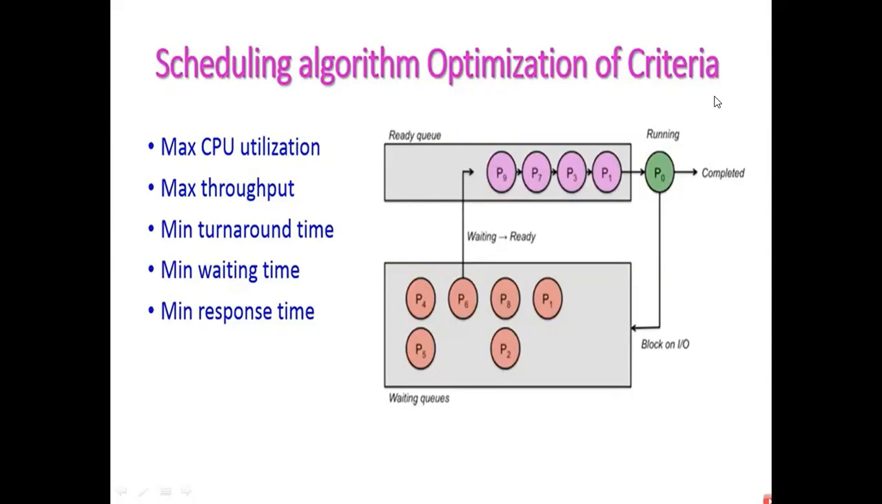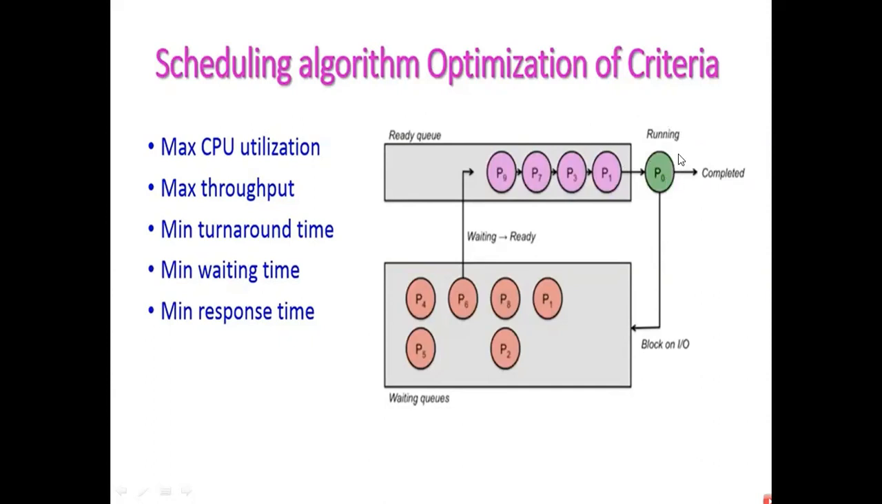In this diagram, you can focus on the ready queue and the waiting queues. Whenever a process is ready to execute, it is placed in the ready queue. Here a number of processes wait for the processor to be assigned. When the processor is assigned, the process moves from the ready state to the running state, and it starts executing its instructions.